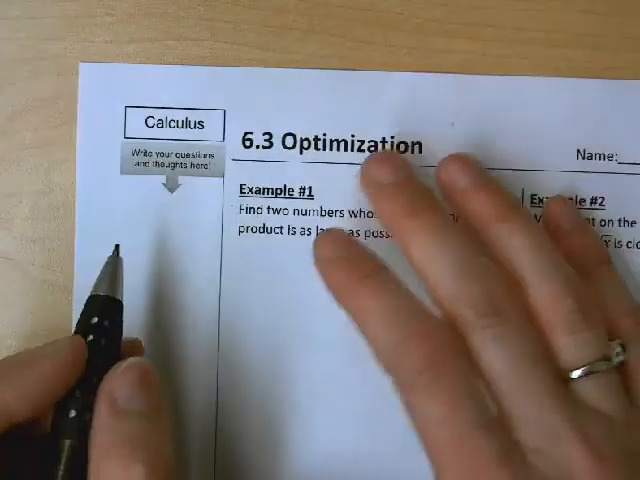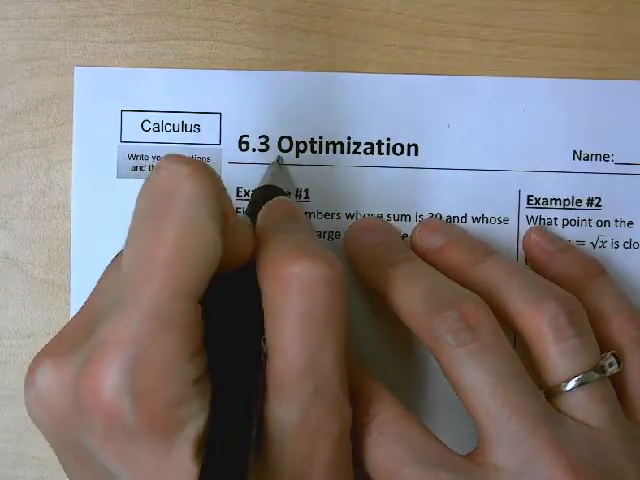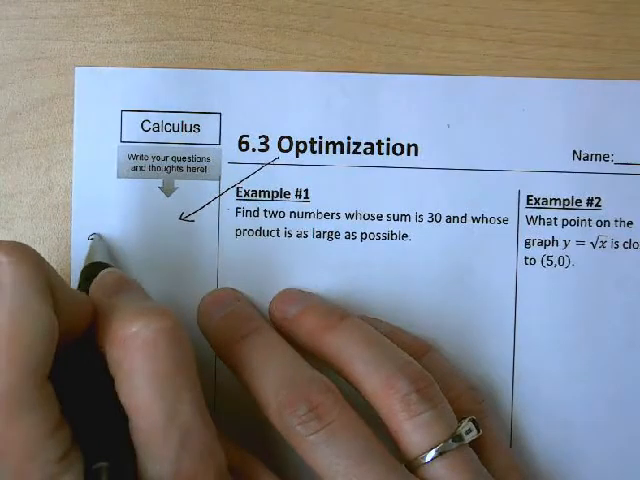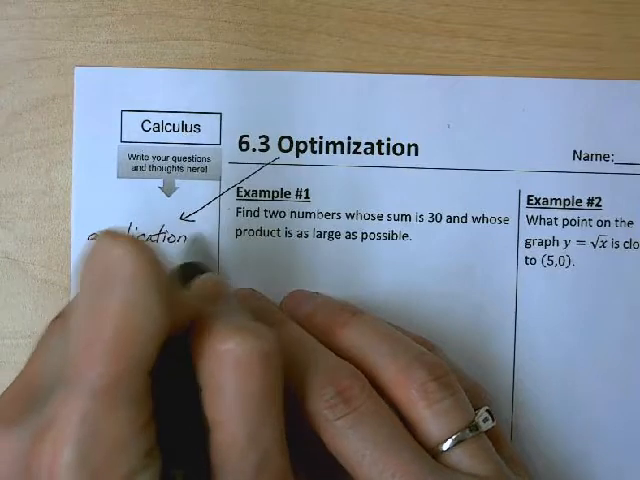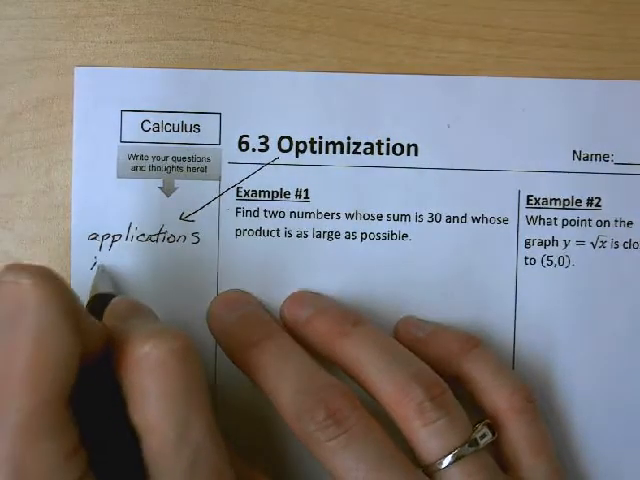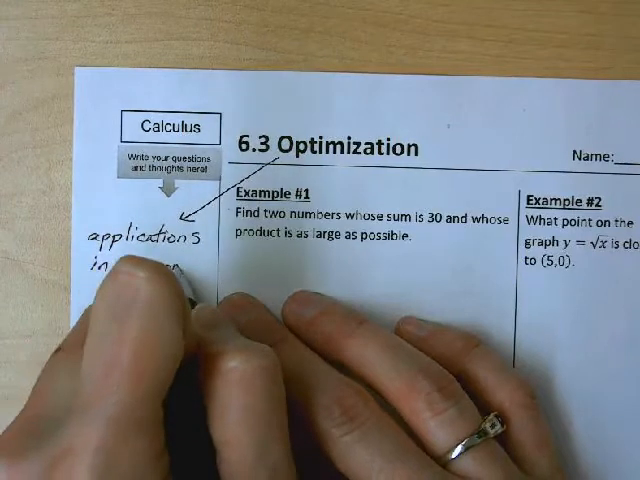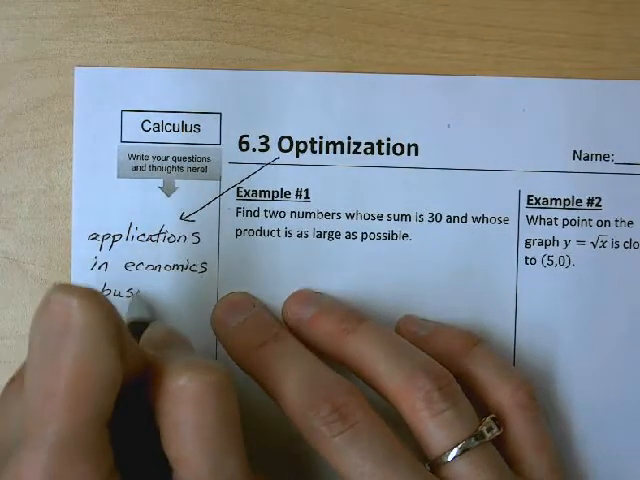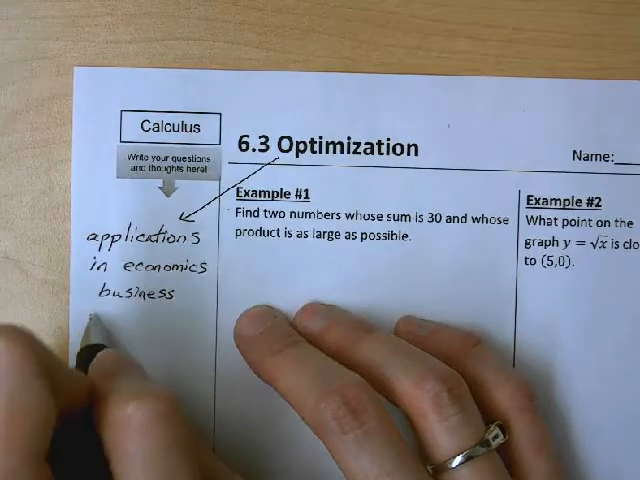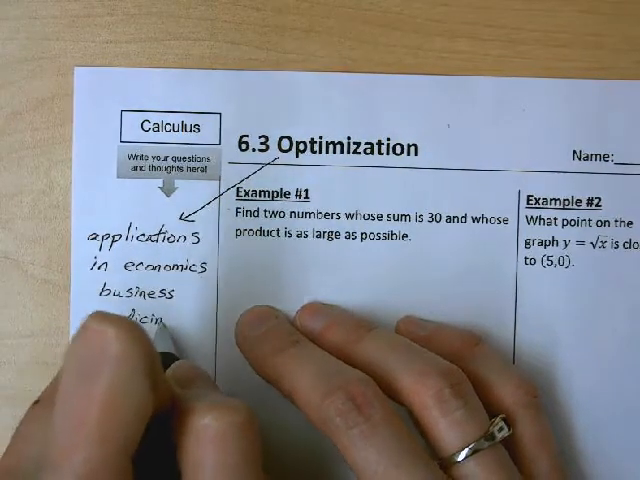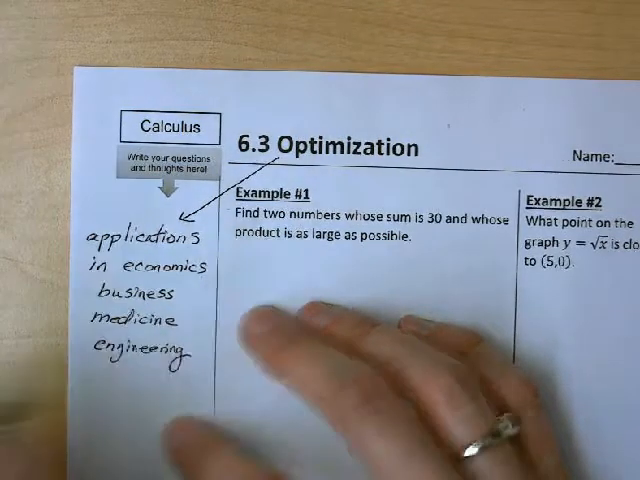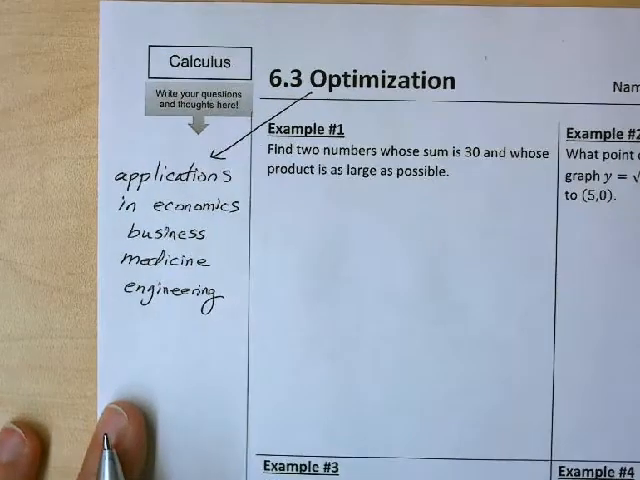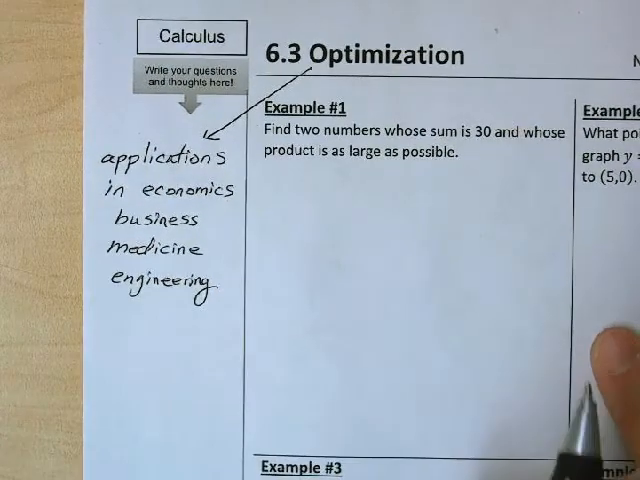Okay, so optimization is a really useful thing. I'll write off to the side, because some people are saying, when do we ever use this? Optimization has applications in economics, business, medicine, engineering, and it's basically like finding an optimal amount.